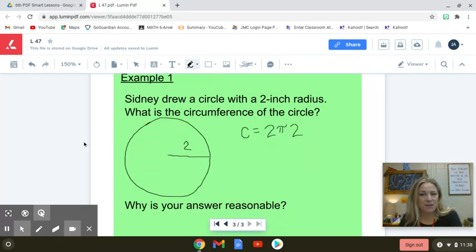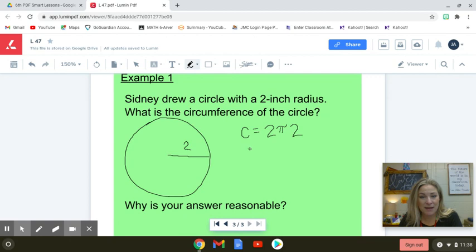I'm going to unpause really quickly right here to show you where I'm at. I've drawn my circle, just like Sydney. I've drawn a 2-inch radius. Radius meaning I started at the center and I drew out from there. So I have a 2-inch radius, and I've written my equation. C equals 2 pi r. In this case, r is worth 2, right? So I have C equals 2 pi 2.